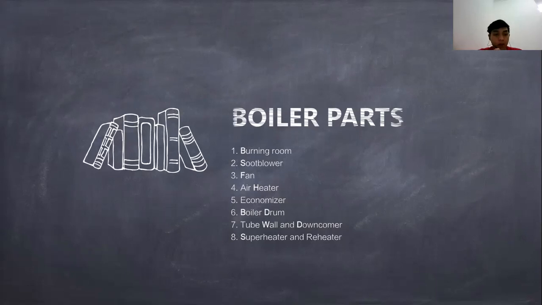Three, fan. The fans in the boiler consist of the induced draft fan or ID fan, primary air fan (PA fan), and forced draft fan or FD fan. The ID fan works as a pressure controller in the combustion chamber. The PA fan works to push the coal fuel into the combustion chamber. The FD fan serves as the supplier of combustion air into the combustion chamber.